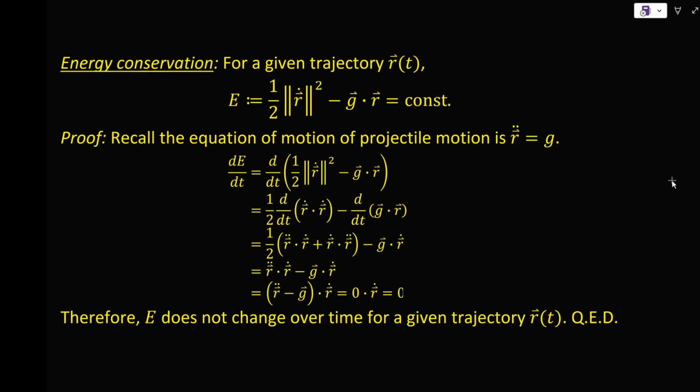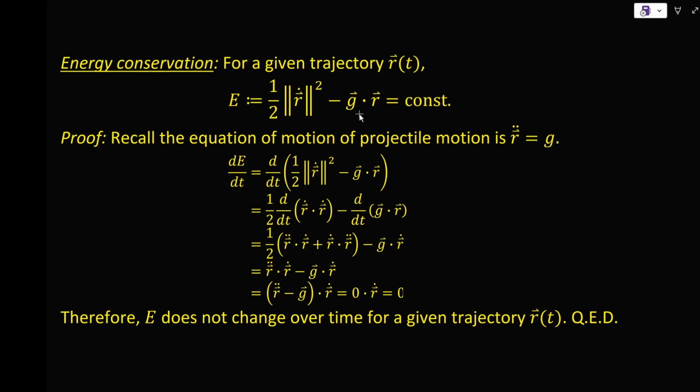So here we go. First things first, energy conservation. We claim that for a given trajectory r(t), which is a vector-valued function, the energy E, defined by 1/2 times the length of r dot squared minus g dot r, is constant. The first term is the kinetic energy, and the second term, minus g dot r, is the potential energy, where the vector g denotes the acceleration vector due to gravity.